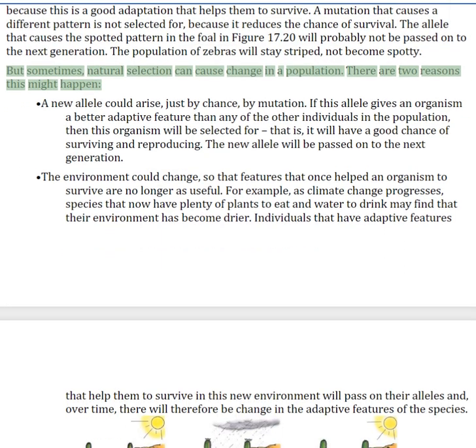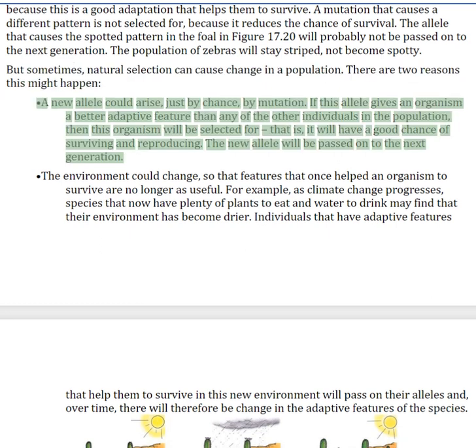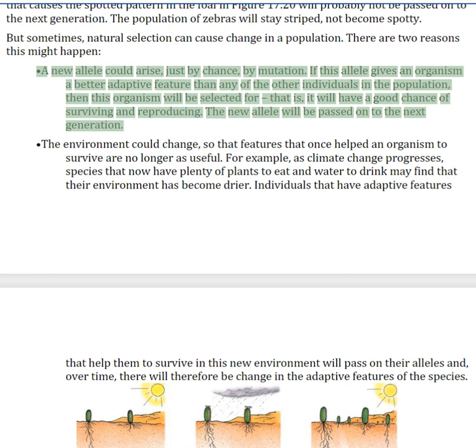But sometimes, natural selection can cause change in a population. There are 2 reasons this might happen. A new allele could arise, just by chance, by mutation. If this allele gives an organism a better adaptive feature than any of the other individuals in the population, then this organism will be selected for, that is, it will have a good chance of surviving and reproducing. The new allele will be passed on to the next generation.